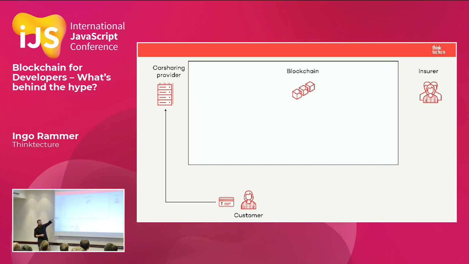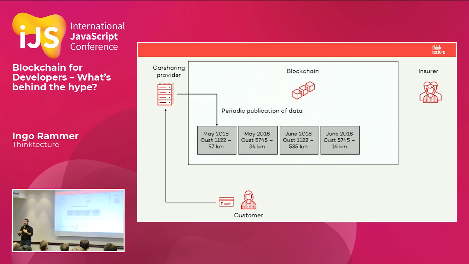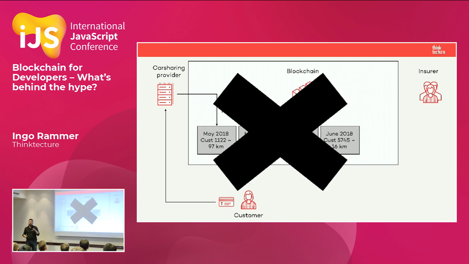Register at the site and link it to your customer ID. And from that point on, our car sharing provider could put monthly statements of how safe a driver I am onto the blockchain. You could say, in May customer ID X did a number of kilometers, etc. Now that's not flying. We cannot share this information this way, in an immutable way.